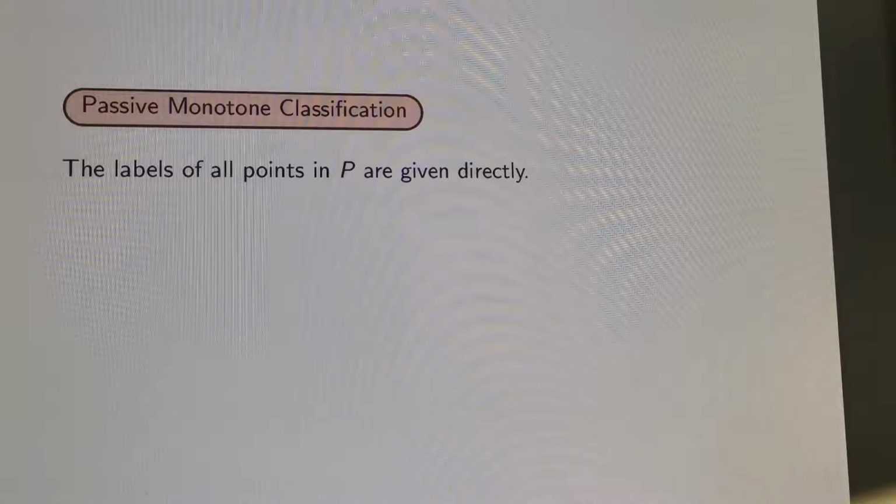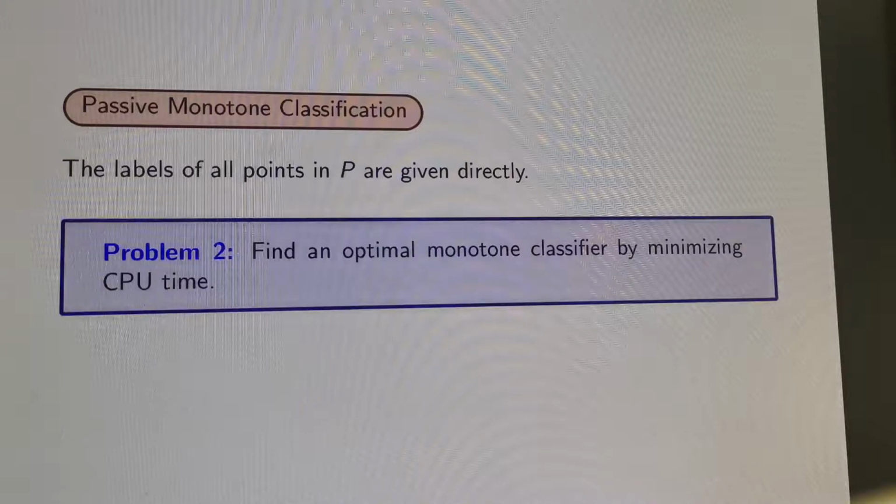All right, let's define the second problem. This is the passive counterpart of the problem. The problem definition is very simple. The labels of all the points are revealed to you directly. This time your objective is to find an optimal monotone classifier, so you have to achieve the optimal error K star. And this time the challenge is to minimize the CPU time.